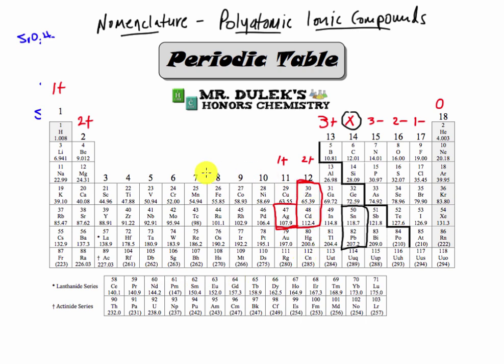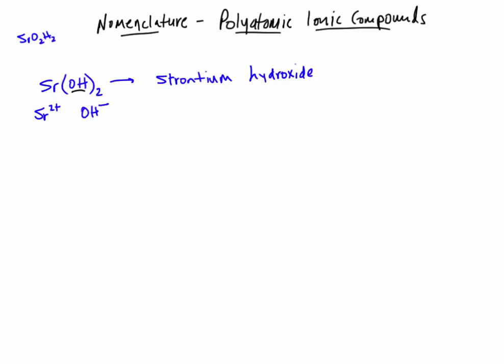Is it a transition metal? Strontium is right over here. It is not a transition metal, so therefore I do not need a stock number. Remember, the exceptions would be tin and lead. Tin and lead do require stock numbers. Strontium is not a transition metal, and it's not tin or lead, so therefore no stock number is needed. So there's my name, strontium hydroxide.